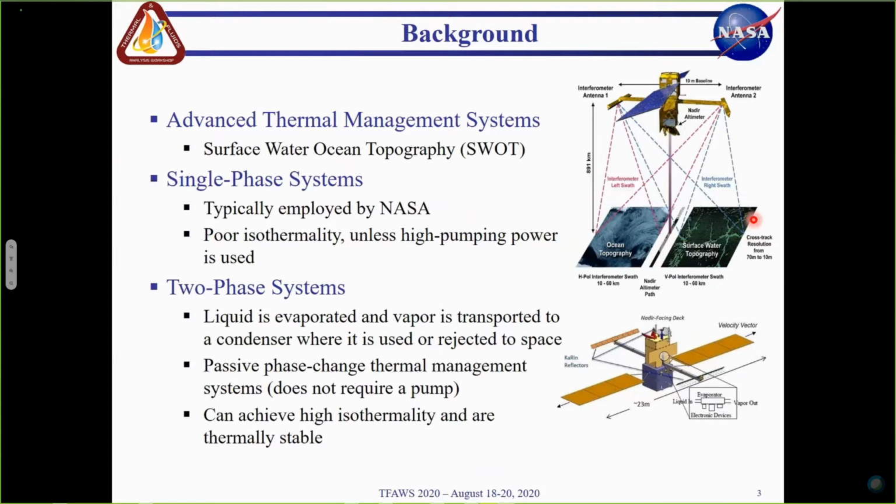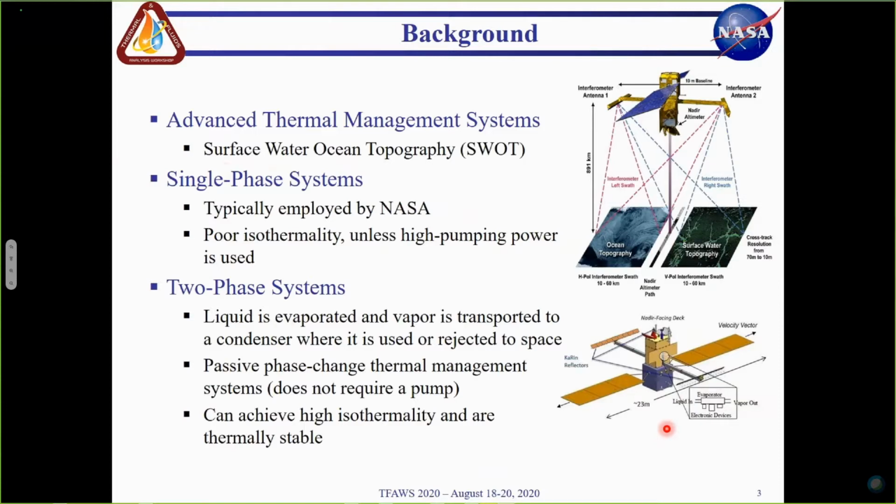For example, in 2021, NASA will launch the Surface Water Ocean Topography project, and this project will install an advanced thermal management system to protect the electronics. Usually, NASA employs single-phase systems, but the single-phase system has very poor isothermality unless high pumping power is used. For a single-phase system, heat transfer involves the sensible heat only. As a result, the temperature differences in the fluid are very large.